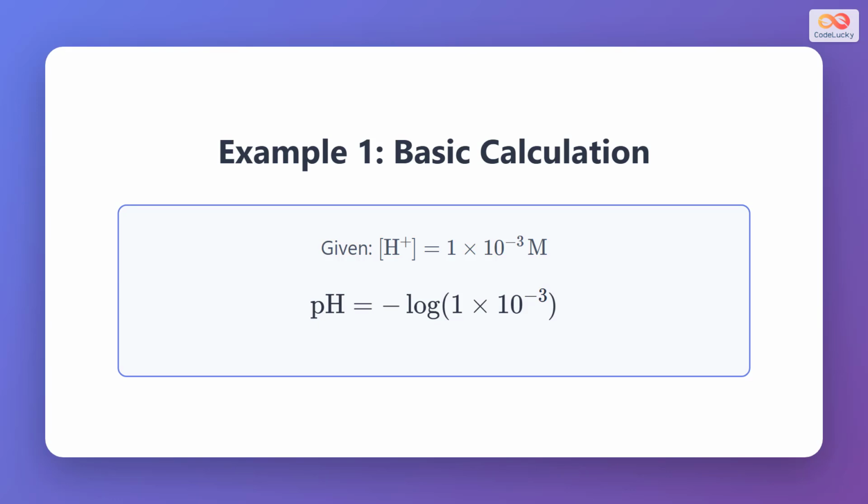Let's work through our first example. Suppose we have a solution where the hydrogen ion concentration is 1 × 10^-3 molar. To find the pH, we substitute this value into our formula. pH = -log(1 × 10^-3).